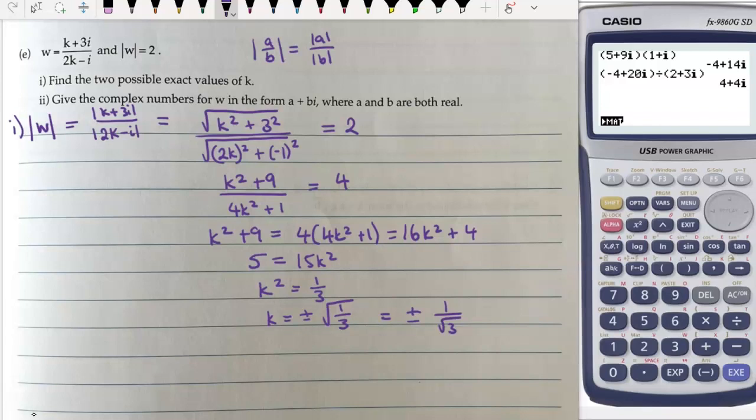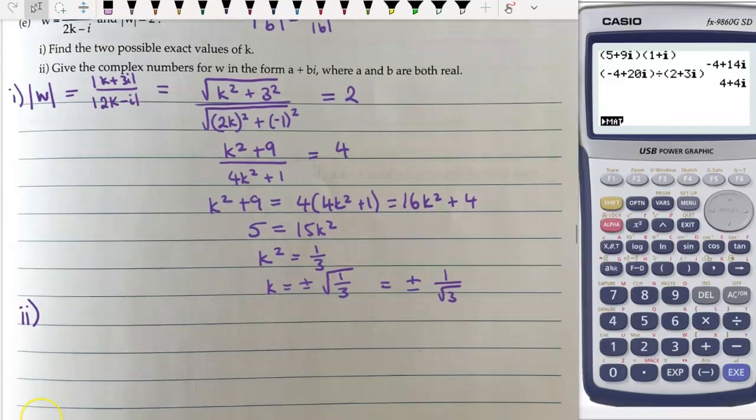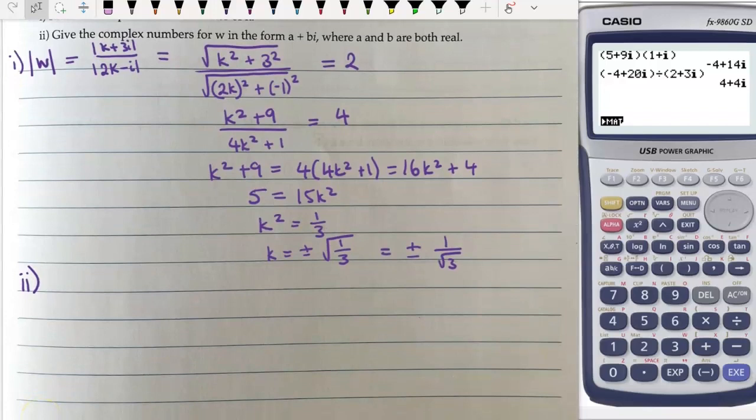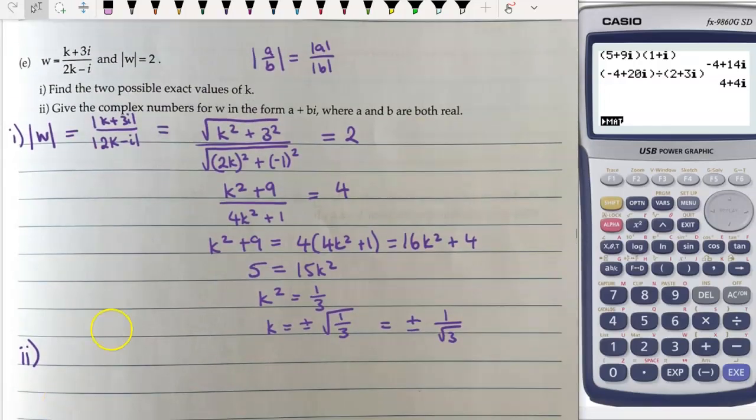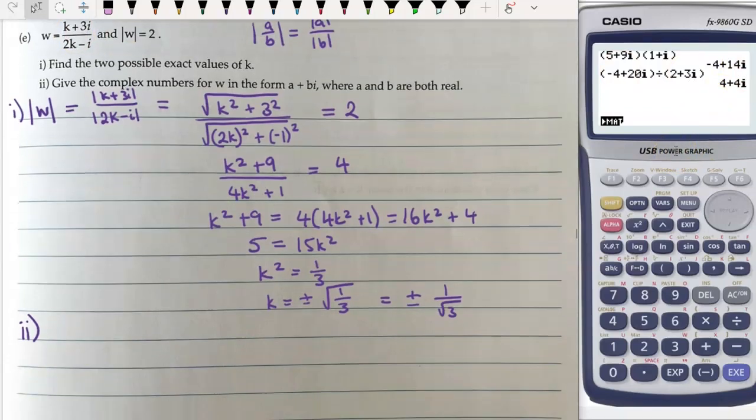Now for part 2. Give the complex numbers w in the form a plus bi. Now if you have the most up-to-date graphics calculator, you can just type this into your calculator and substitute in the values of k that we just worked out into what w is, and it'll give it to you. My calculator doesn't do that, so I will show you the long way to go about it as well.